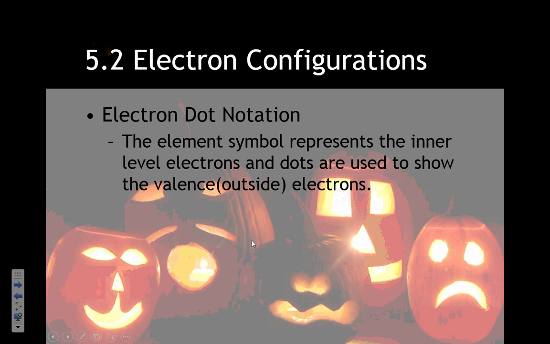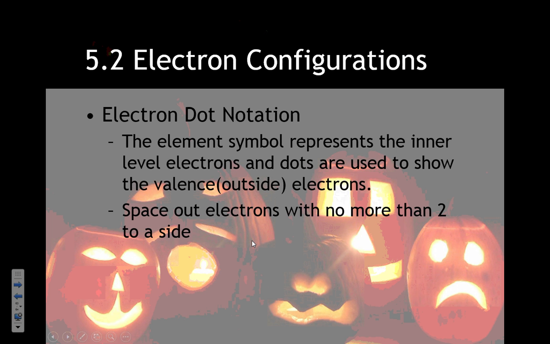Now, we're going to write the element symbol for the element we're talking about, and that represents every inner level electron. It's not like last noble gas where sometimes we miss a few in the f's and d's. It means every electron on the inside of that atom. And then you put dots around it to show the valence or outside electrons. Now, when you go to draw them, space out your electrons. So picture a box with 4 sides, and space out your electrons around and never put more than 2 on a side.